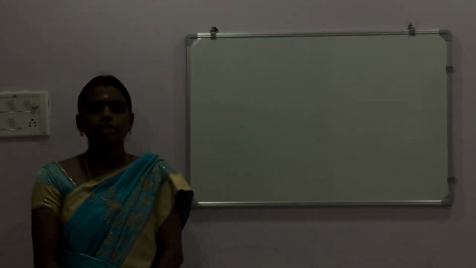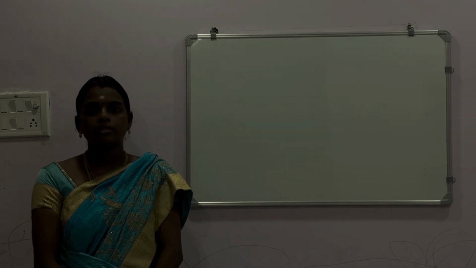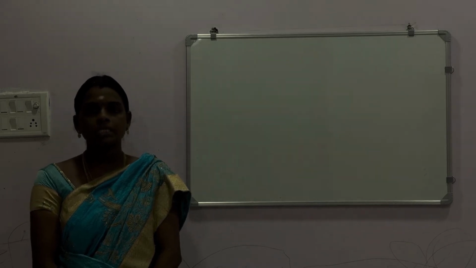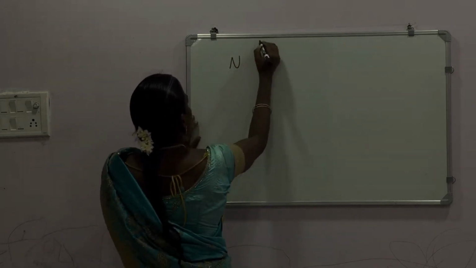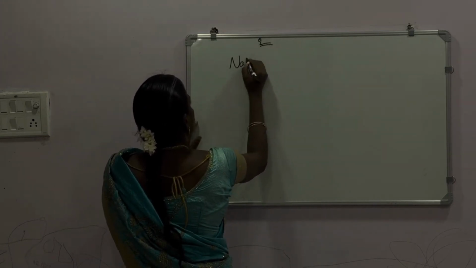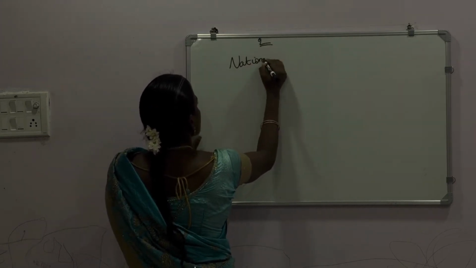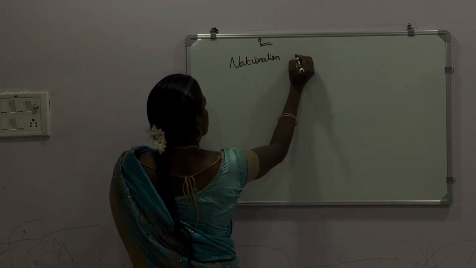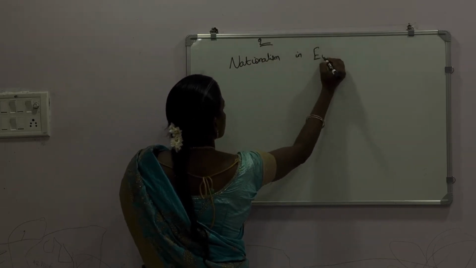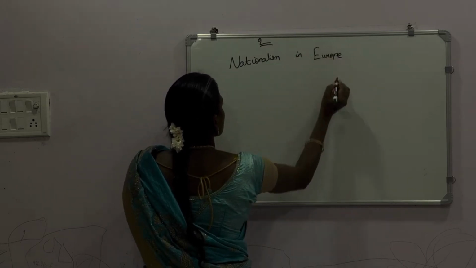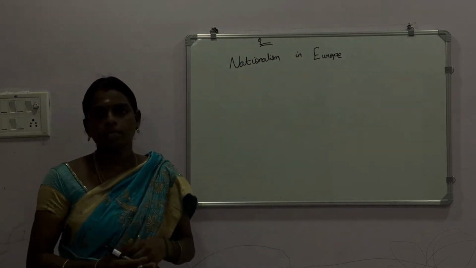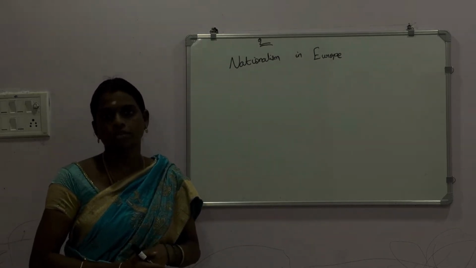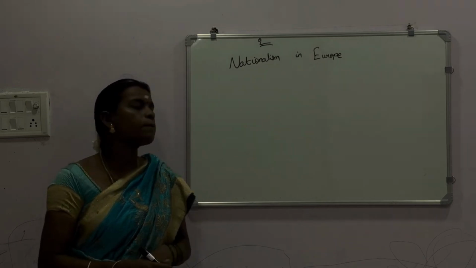So today, let's start to get into the lesson. The first lesson which is explained in 10th CBSE is Nationalism in Europe. Nationalism in Europe is the first lesson explained in the 10th portion of social, which is called CBSE.